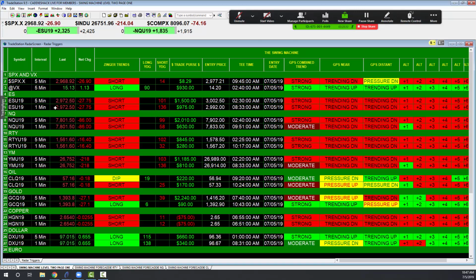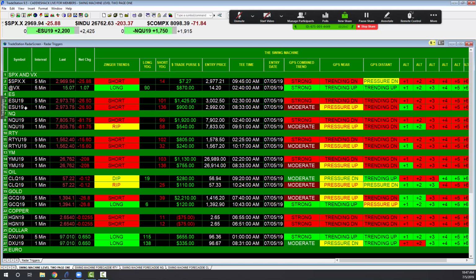We were in some of these positions a little bit earlier because I do want to show you some of the charting that we do. We get a little heads up. But this swing machine keeps us grounded, keeps us focused, and most importantly, keeps us on the right side of the market. If you look at the ES 1 minute, it's up $912, one contract from 833.